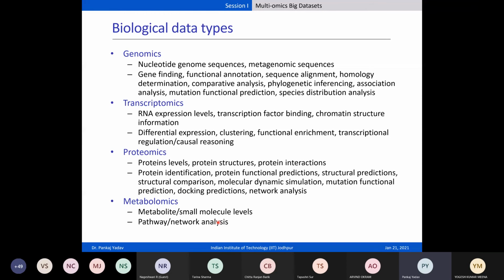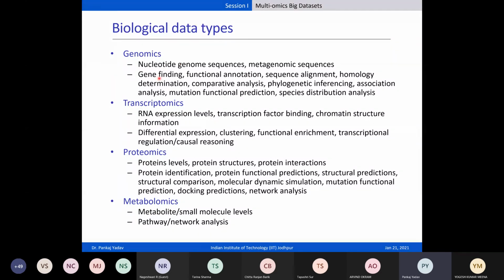Genomics data we have already learned about in session 2, right? There we learned about nucleotide genome sequences, which are composed of 4 nucleotide bases: A, C, T, G. Then we can also have metagenomics sequences. These are the different types of genomics data you can have in this category.